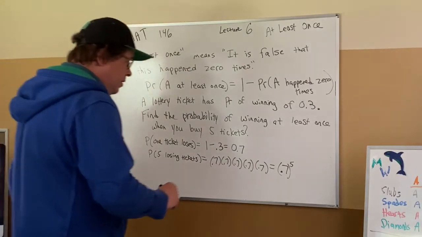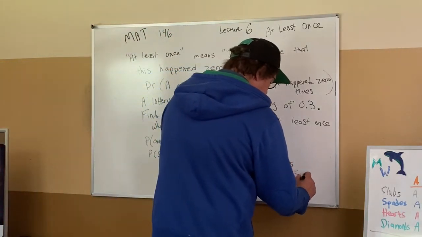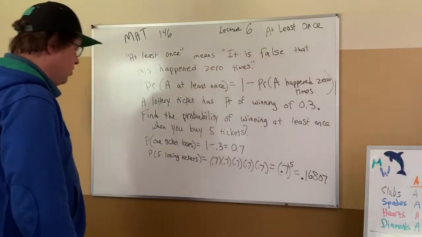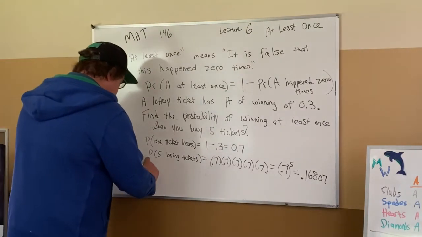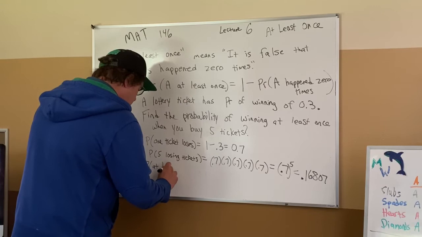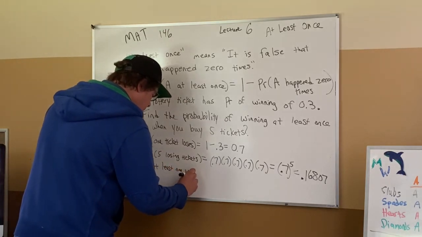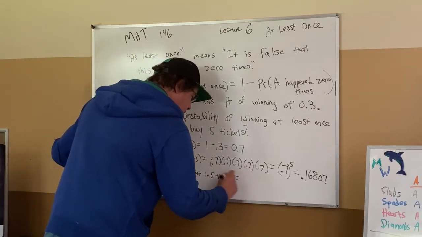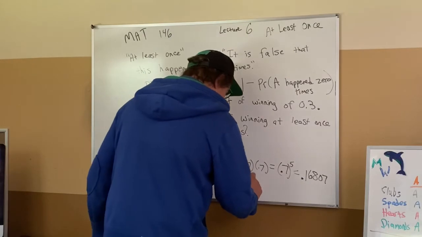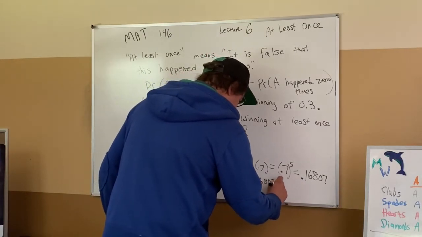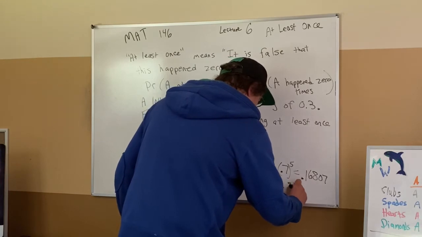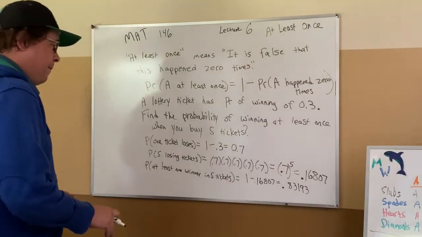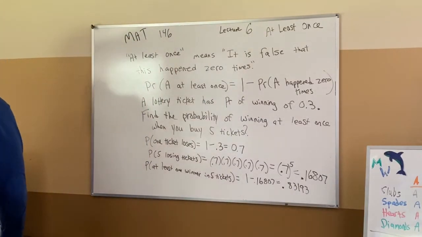0.16807. That's the probability that you actually had 0 winners. So the probability of at least one winner in 5 tickets is 1 minus that. And that's going to get you 0.83193. 83% chance that you would win at least one.